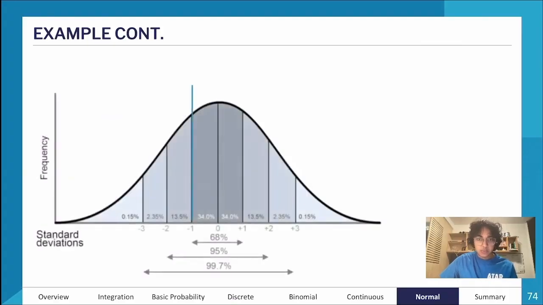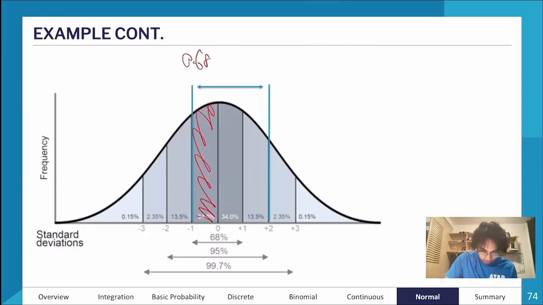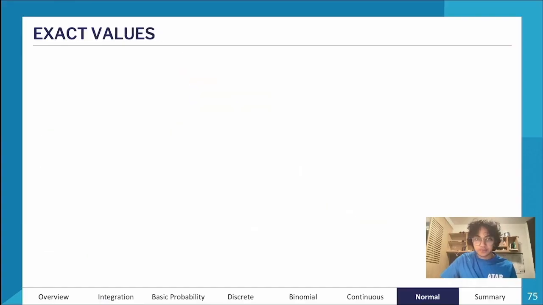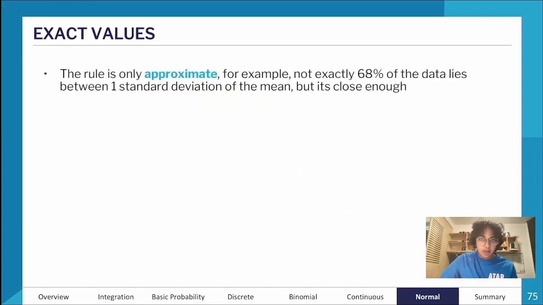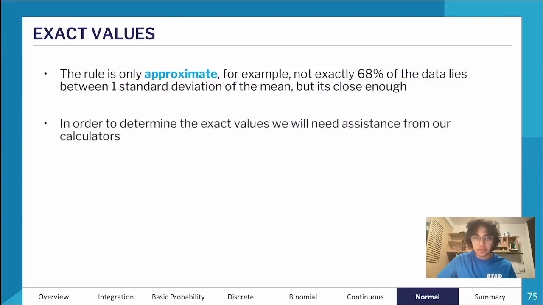Just to continue with the example, this is just what I just showed. So all we're doing is working out this, which is just equal to 0.68 divided by 2. And then we're also working out what this is, which is just equal to 0.95 divided by 2. So this rule is approximate, right? It's not exactly 68%, but it's good enough for that determination. For exam 1, that's good enough because they only want approximates.